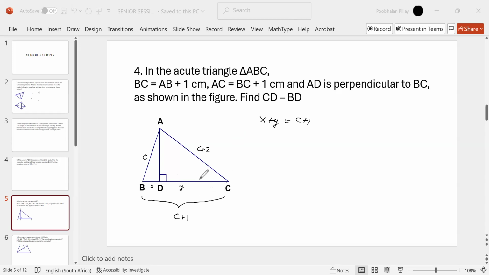Okay, now the question is find CD minus BD. So in other words, what is y minus x? c is not given, and x and y are also not given. So how do you do this? Obviously, we need the assistance of algebra. So you have y minus x.